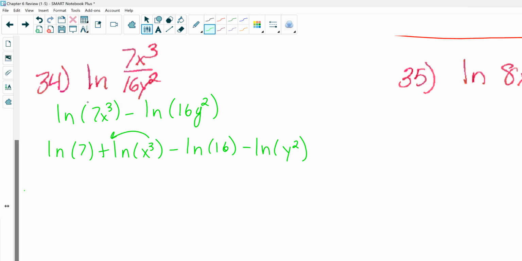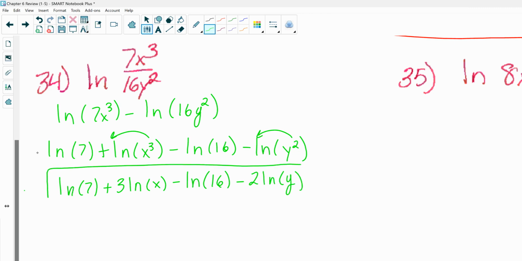We move the 3 up front. The natural log of 7 is by itself. But then it would give us plus 3 times the natural log of x. Minus the natural log of 16. Minus the 2 would move out front, giving 2 ln of y. Questions on these here?